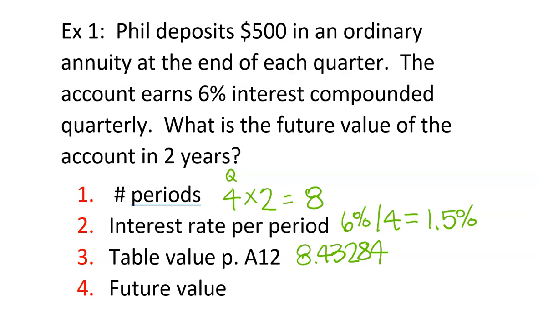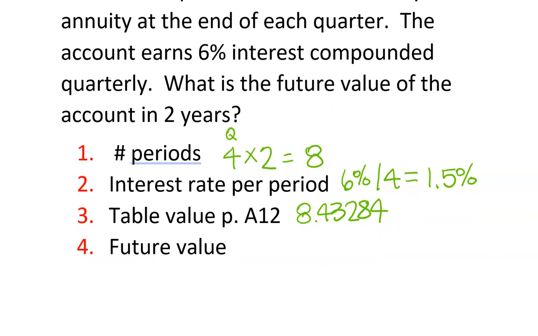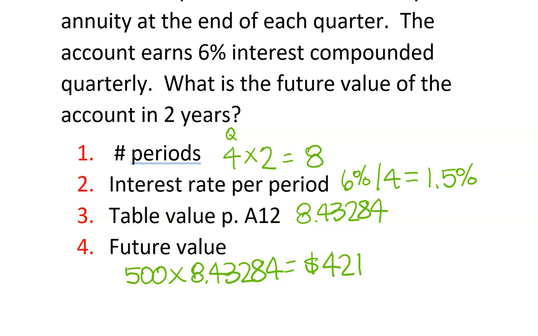The future value is found just like we did the last couple days. So we take our $500, we multiply it times 8.43284, and we get 4,216.42. This is the future value.